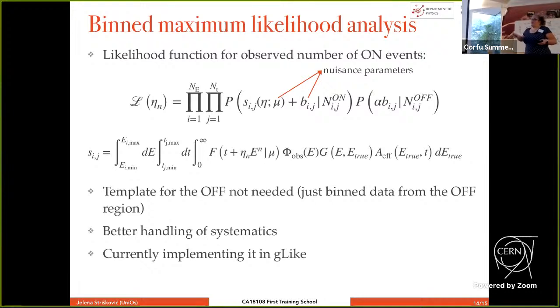Namely, I could just take it from my off region, because my data as I get it is binned already. In that way, I have all information about my telescope energy resolution and bias already in the data. So it gives some better handling of systematics, and we are currently implementing that method.